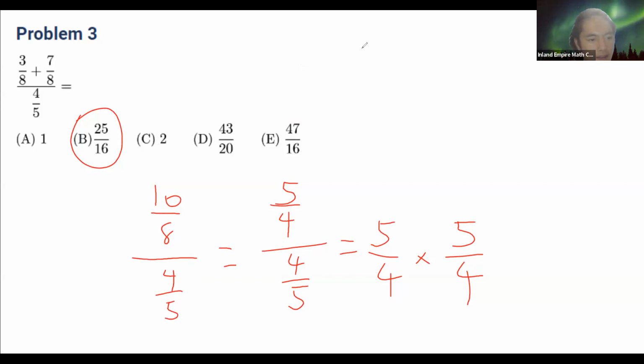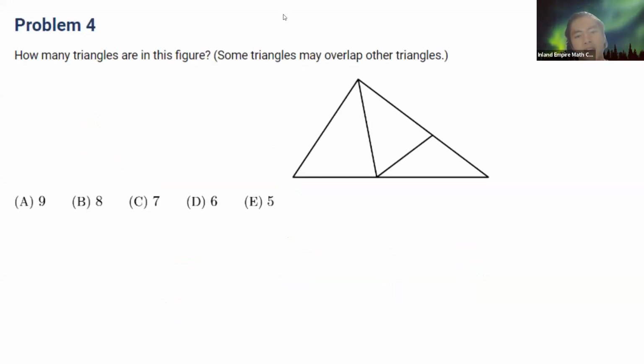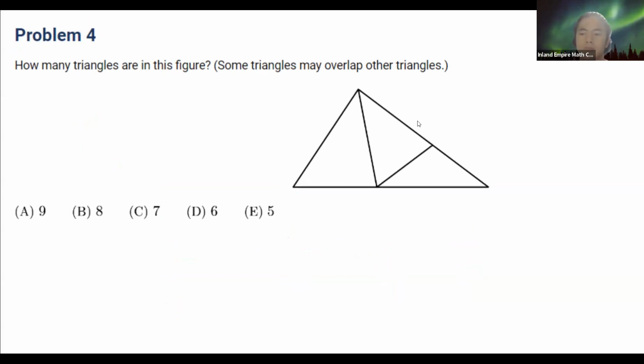All right, let's take a look at the last warm-up question. How many triangles are in this figure? Note some triangles may overlap other triangles. What did everyone get for this question? 5. Okay. Lloyd, Joyce, what did you guys get? Did you guys solve this question? How many triangles did you count?